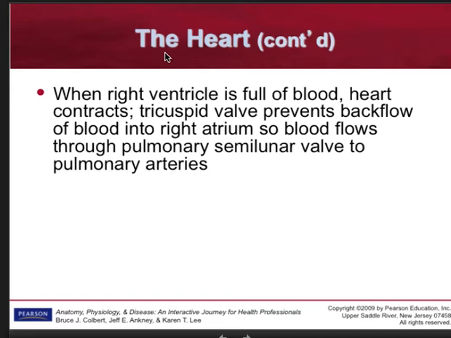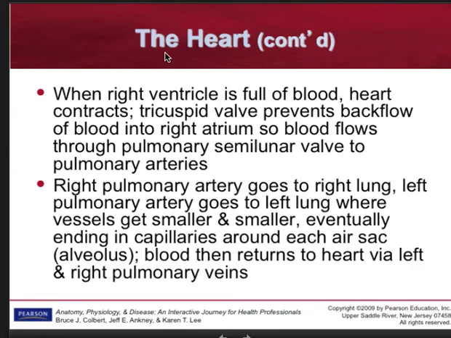This is very important that these valves work properly. Occasionally they don't work properly, and when that occurs, you have to replace the valve with a prosthetic, and they have varying degrees of success. The right pulmonary artery goes to the right lung, the left pulmonary artery goes to the left lung, and the vessels get smaller and smaller as we leave the heart, and eventually they end in capillaries around each air sac, and these air sacs are called alveoli.